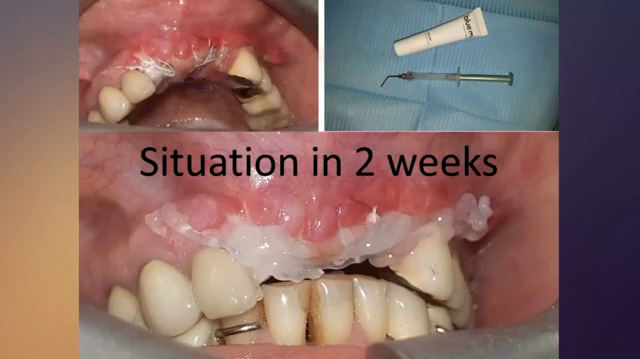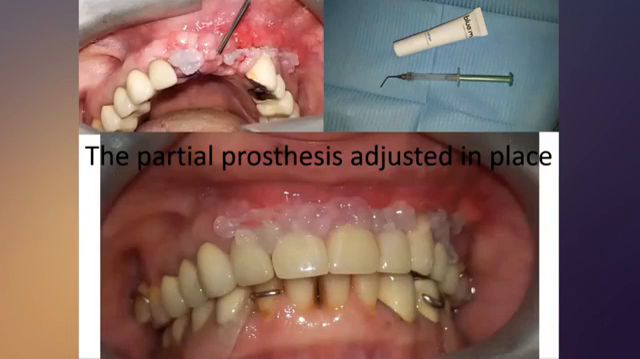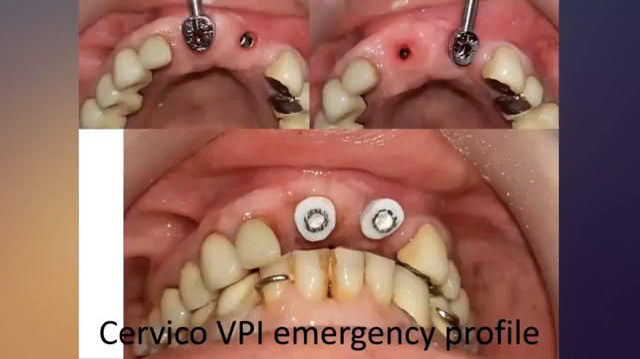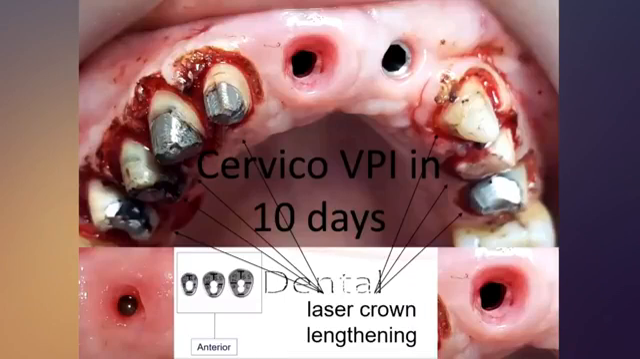This is the situation in 2 weeks. And then the patient, who didn't want to stay without a prosthetic solution, placed her partial prosthesis over it, which was always kept with Blue M gel. This is the situation in about 4 months. And I started to change the soft tissue appearance with my cervical VPI emergency profile creator. This is what we had in 10 days.